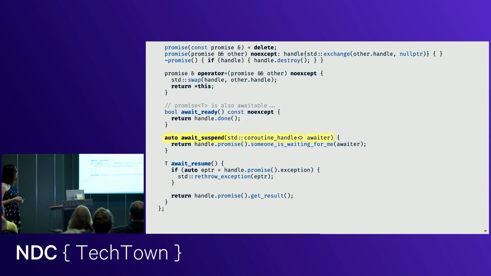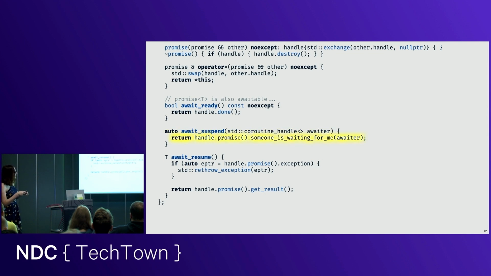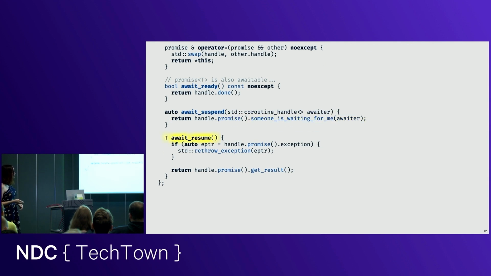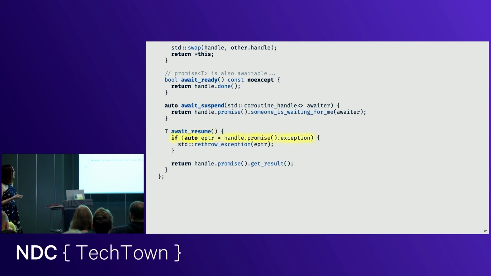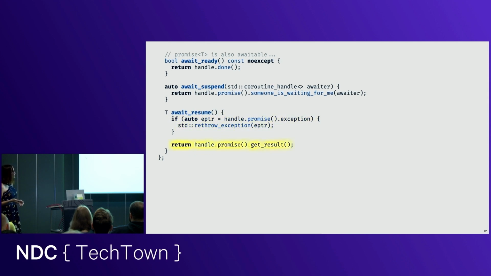What it will do is look into the promise and call a function which is called "someone is waiting for me". And who is waiting for me? The awaiter. And when something resumes me, it will call await_resume of return type T, which is the result of the promise. If there is an exception, because there can be, I will throw it. Otherwise, I will just return the result from the promise.